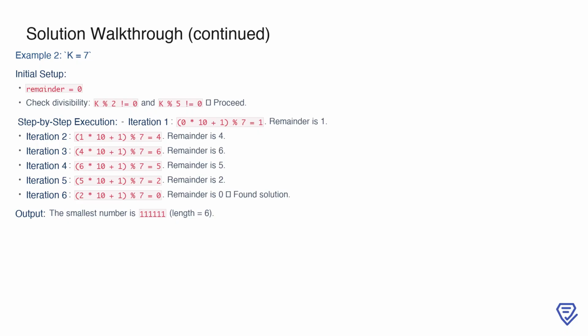The process continues with the remainder being updated to 6 in the third iteration, 5 in the fourth, and 2 in the fifth. Finally, in the sixth iteration, (2 * 10 + 1) % 7 equals 0, meaning we found a solution. The smallest number composed entirely of ones that is divisible by 7 is 111,111, and its length is 6.